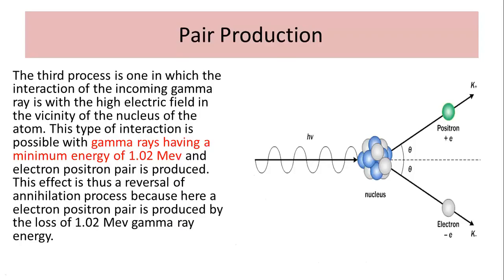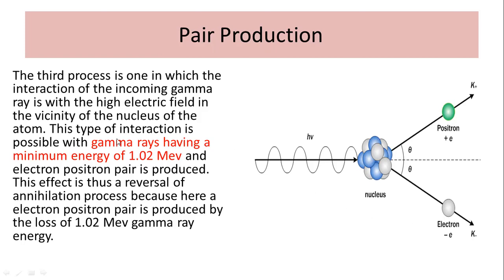The third process is pair production. Again, this is the incident photon, a gamma ray, and when it hits the nucleus, it will produce a pair in the form of a positron and an electron. That's why the production of the positive and the negative is called pair production. Pair means one positive, one negative. One positive is the positron, and one negative is the electron, or you can say the negatron, having the positive charge and the negative charge.